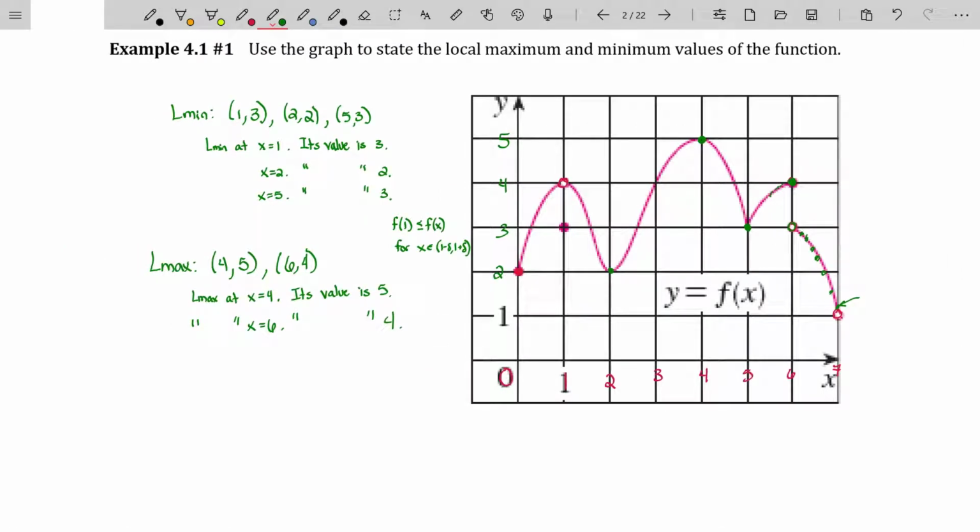So that's a full example of finding local maximums and local minimums given the graph of a function. Notice discontinuities. We had a discontinuity right there, a removable discontinuity, I should say. And that removable discontinuity still was a local minimum. So it can happen that you have local minimums and local maximums at jump discontinuities, removable discontinuities, all that stuff.